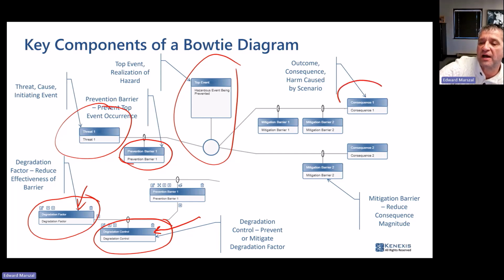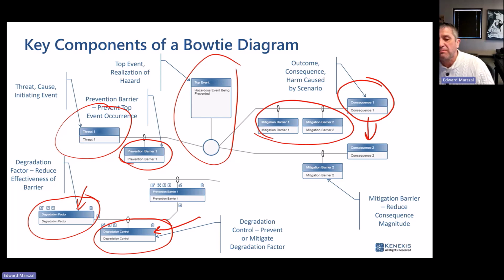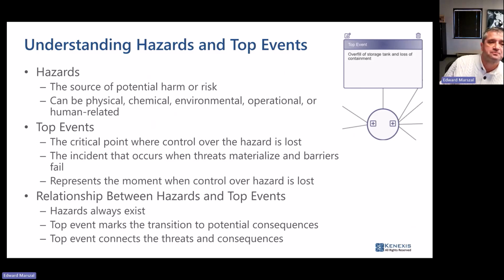On the right-hand side, we're going to have potentially multiple different consequences, and each consequence can have one or more mitigation barriers. Again, they don't prevent the top event from occurring, but if the top event occurs, they reduce the likelihood of any potential consequence outcome. So they're going to make the consequences smaller as opposed to preventing the consequences.